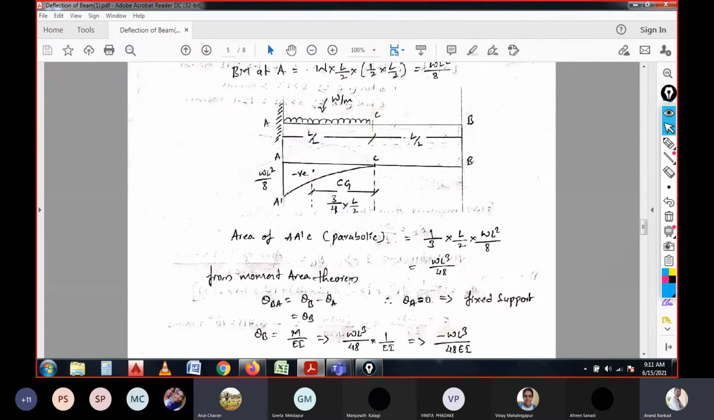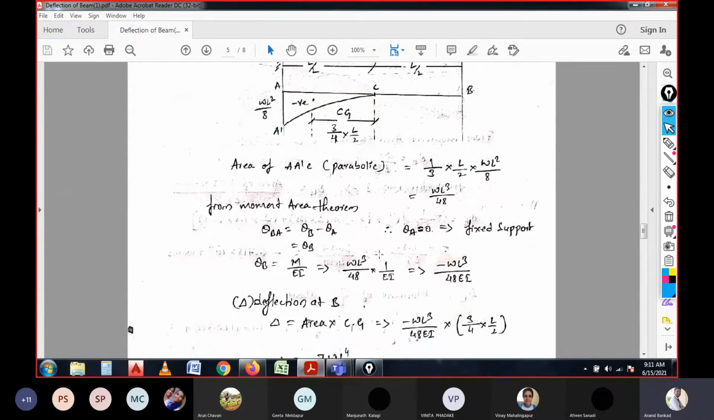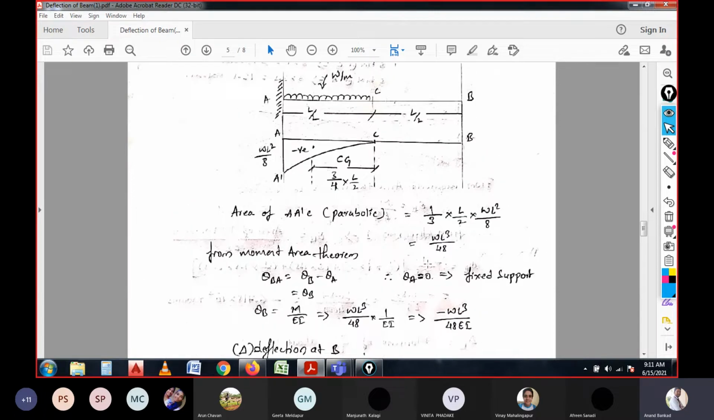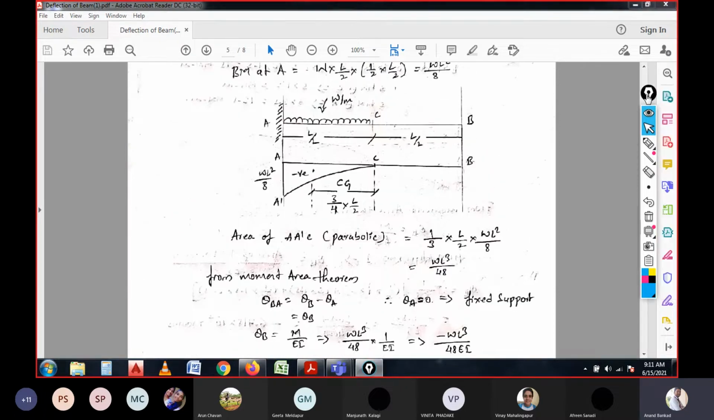So for the moment area theorem, when you get the area of the parabolic curve WL cube by 48, the moment area theorem needs to be considered, because we need to have the slope. We need to consider the slope, since the slope is to be calculated by referring to the point where we are expecting. So theta B will have the maximum slope compared to theta A. However, theta A will be 0 because it is a fixed condition, and will not have any slope. It is held, which will not allow deflection or slope.